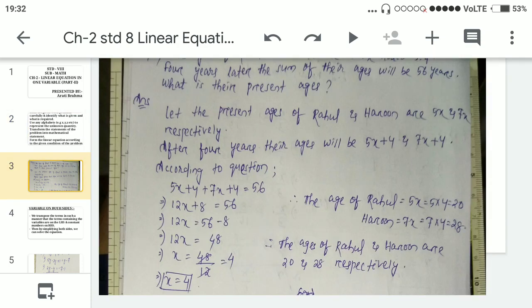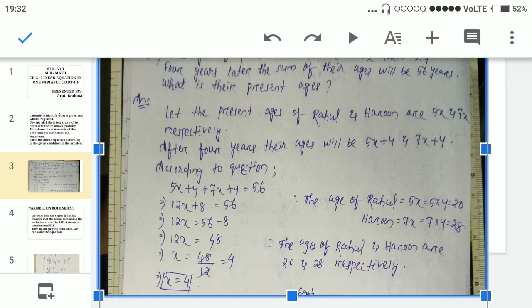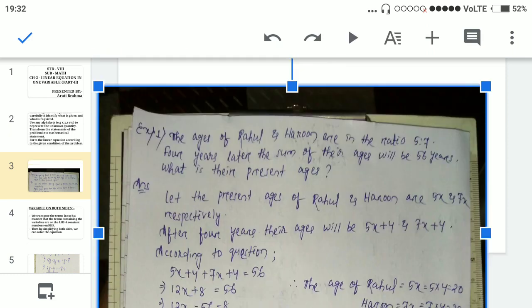Here it is, I'm taking one example. The ages of Rahul and Harun are in the ratio 5:7. Four years later, the sum of their ages will be 56 years. What are their present ages? So the ratio of their ages is given to you, that is 5:7. So you can take, let the present ages of Rahul and Harun be 5x and 7x.